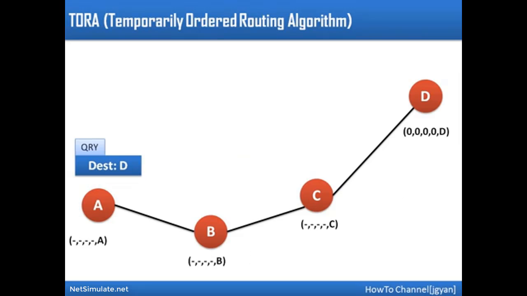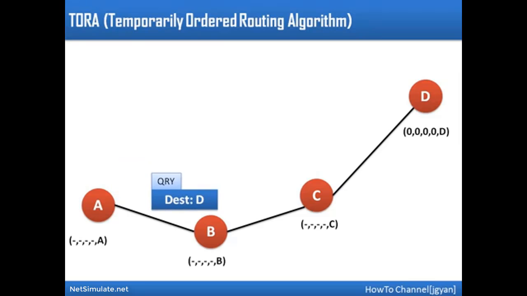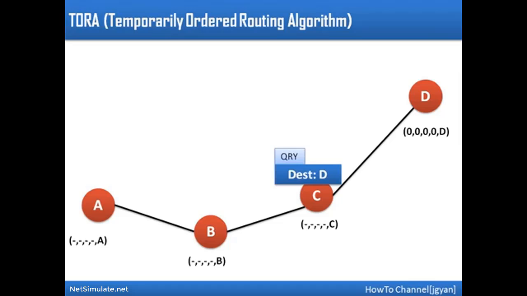So how does it work? Whenever a node wants to know the path to a destination, it creates a query packet, and that query packet is kind of like saying, I don't know the route for the destination, can anyone please provide me the route. That packet is known as QRY, or query packet. That packet contains a destination address, and that node will broadcast it. So A will send this to its neighbors, the neighbors again rebroadcast it, and that again is rebroadcast.